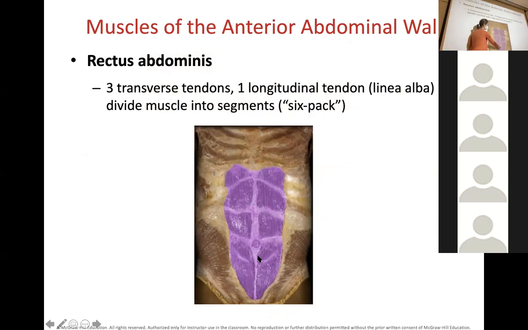That's the linea alba. So that's on your list of muscles that you need to know. It's not a muscle. It's a tendon that separates the right and left sides of the rectus abdominis. Okay, and I think that wraps up the abdominal muscles that I wanted to talk about.